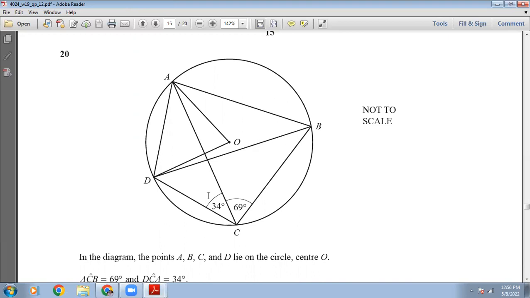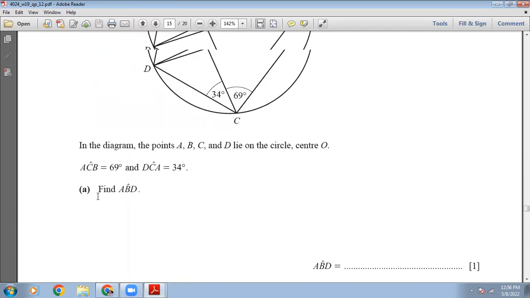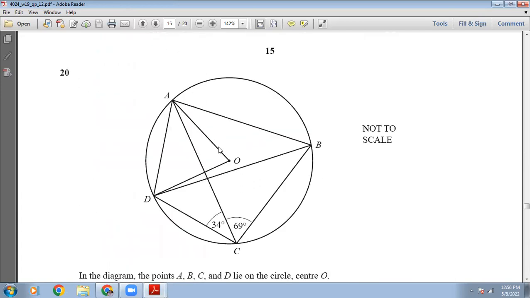This property is called the angles in the same segment. So the angle ABD will be 34, and you will write the reason here, that they are angles in the same segment. Then their question is, what is the angle AOD?